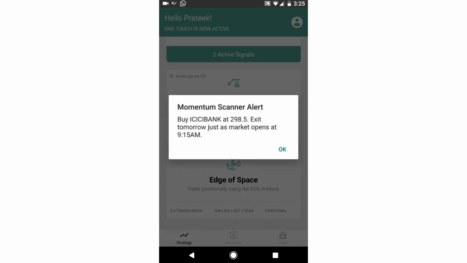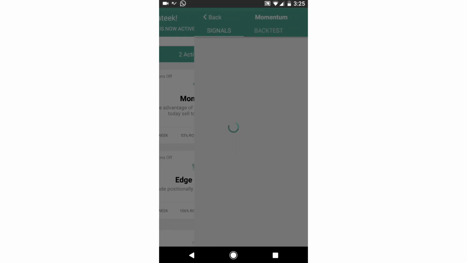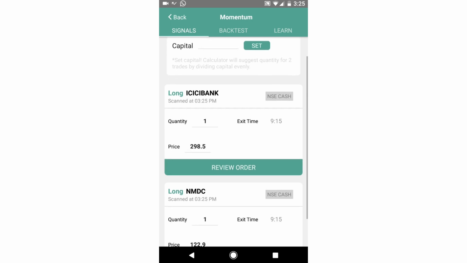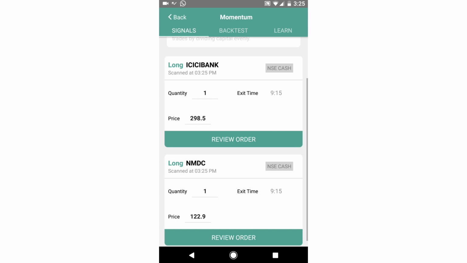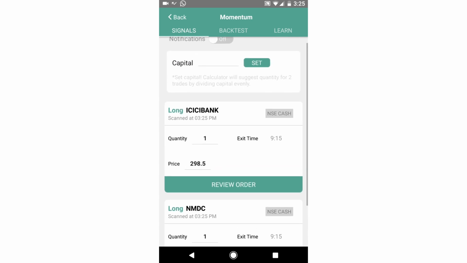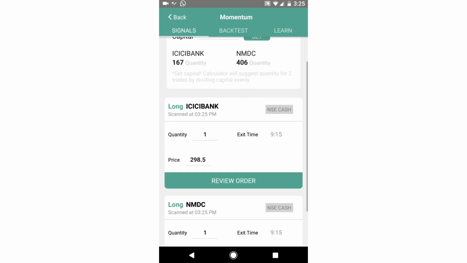As you can see, it's ICICI Bank. And let me click on momentum over here and you'll actually see the trade. That's ICICI Bank and NMDC. Now, the entire momentum was calculated according to the logic that we just told you. All you need to do is set a capital. So let's say I put in 1 lakh rupees and click on set, right? What it'll do is it'll allocate the capital equally.